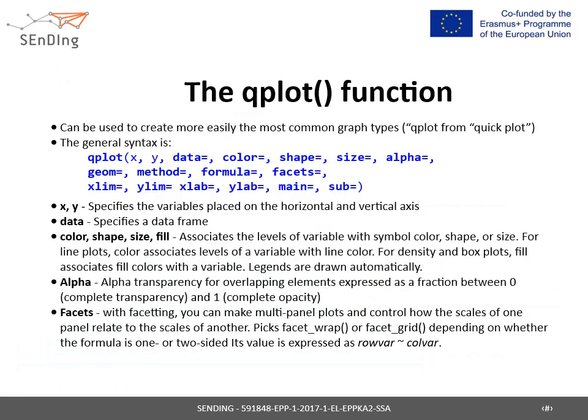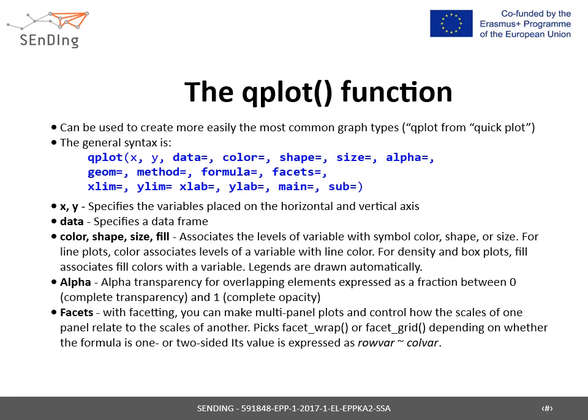The qplot function can be used to more easily create the most common graph types, qplot from quickplot. Even though qplot does not expose the full power of ggplot2, it can create a very wide range of useful plots. The general syntax is the one you see on this slide. Let us go through possible arguments and their meaning. x and y specify the variables placed on the horizontal and vertical axis. For univariate plots, for example histograms, omit y. data specifies a data frame. If not specified, it will create one, extracting vectors from the current environment.